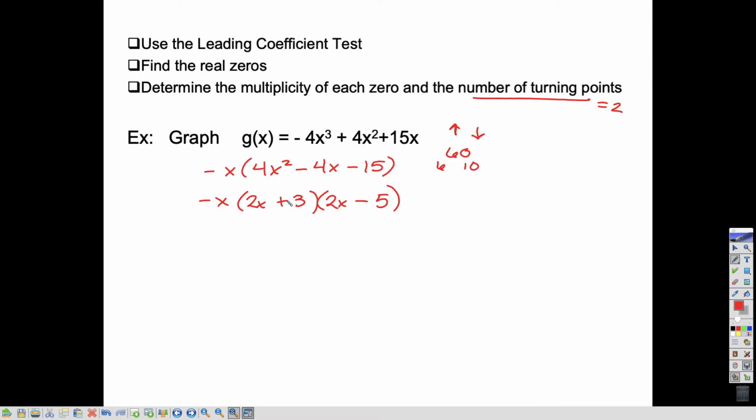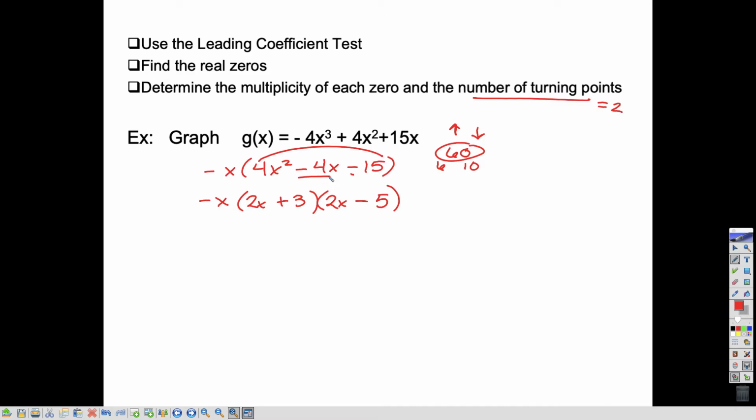Okay, did you get 6 and 10? No, I don't get how that goes into 15. If you take 4 times 15, you get 60. You need the factors of 60 that have a difference of negative 4.